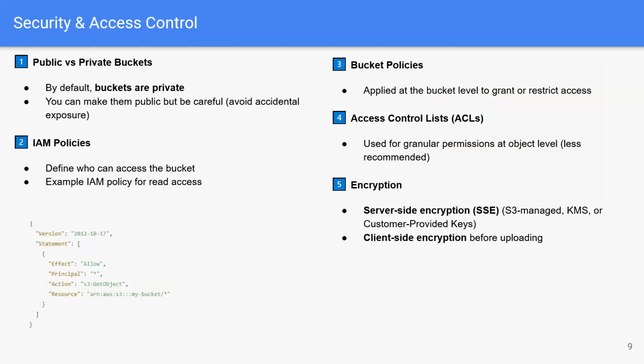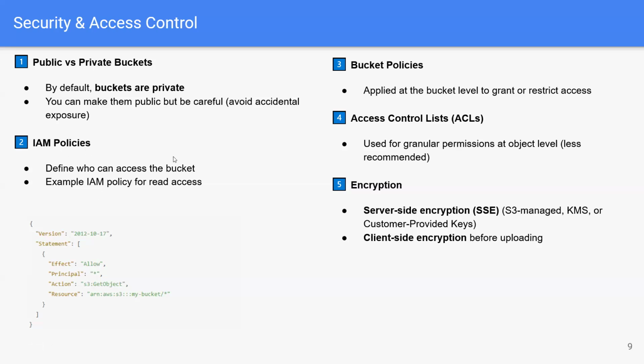Security is a top priority with S3. By default, S3 buckets are private, so only authorized users can access the bucket and its objects, but you can make them public according to a use case. You can define who can access your buckets using IAM policies, bucket policies, and access control lists.